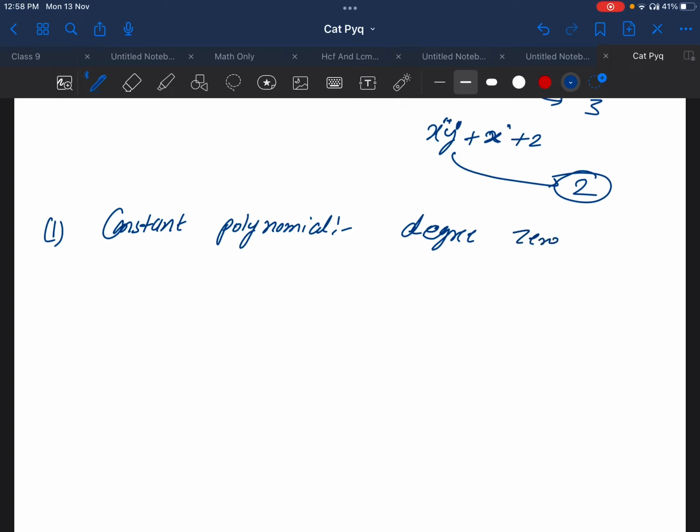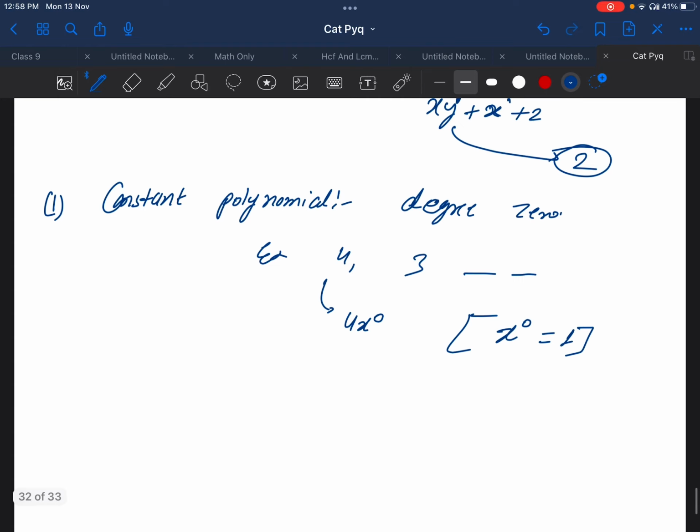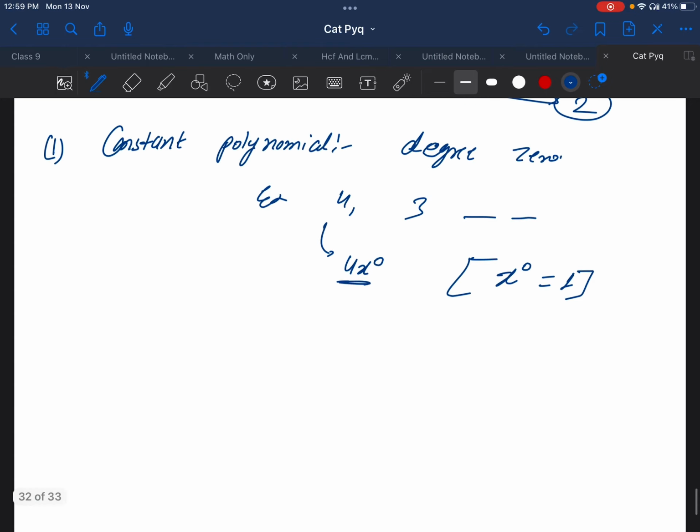Degree is 0. Take examples like 4 or 3, any constant number. Any constant number is called a constant polynomial, because 4 can be written as 4x to the power 0. If the power becomes 0, then x to the power 0 is 1. So we can clearly see that the power of the variable is 0. So this is the constant polynomial.